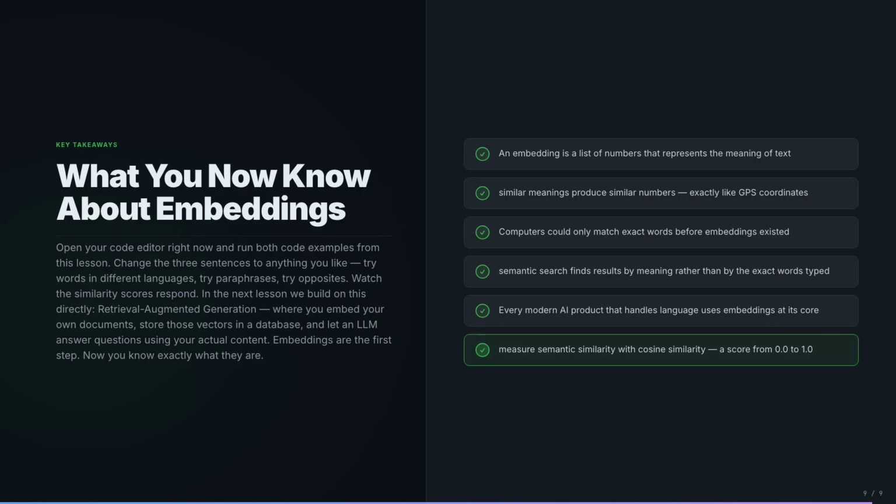Open your code editor right now and run both code examples from this lesson. Try sentences in different languages, try paraphrases, try opposites. In the next lesson, we build retrieval augmented generation on top of exactly this foundation.